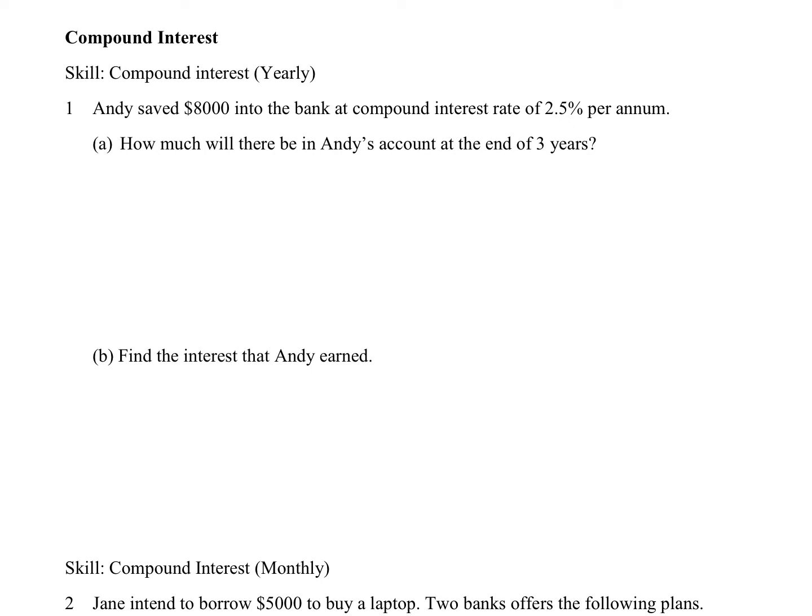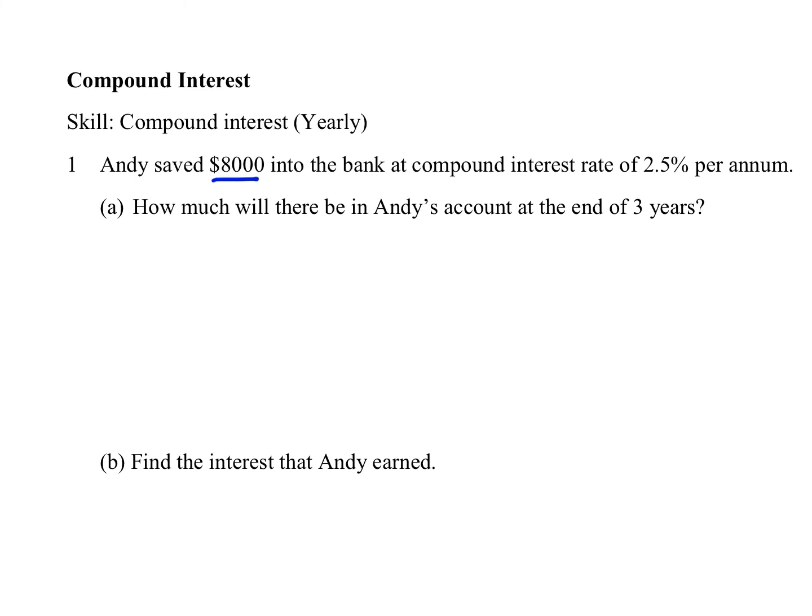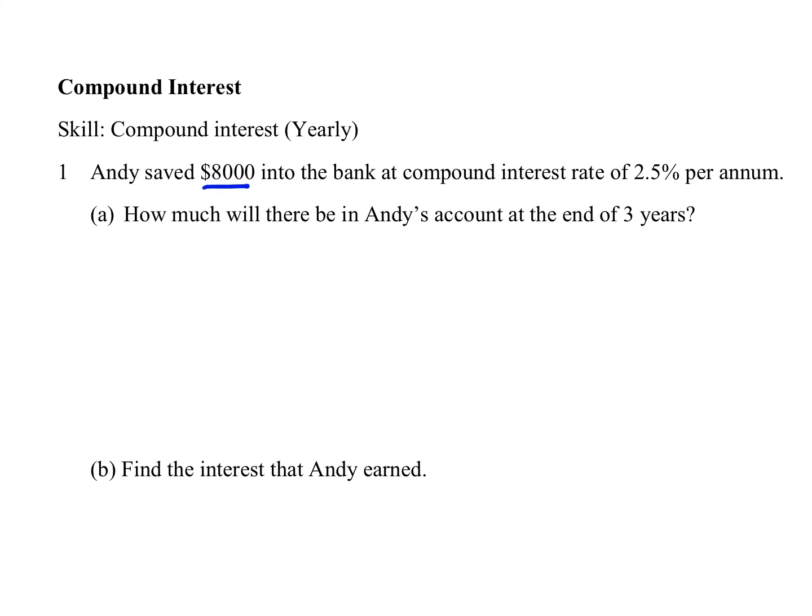Question 1. Andy saved $8,000 into the bank at a compound interest rate of 2.5% per annum. Now, inside this question, they did not tell me whether they want compounded yearly or compounded monthly. When that is not being stated, we always take it as compounded yearly. If they want to compound it monthly, they must tell us that it's compounded monthly. Alright, so the first part here, I already know the principal amount, the $8,000, the original amount that we have to start with to begin with.